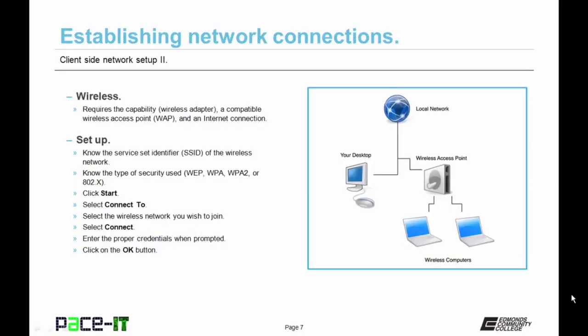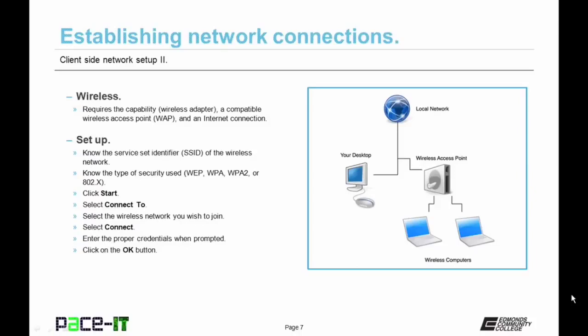Now let's discuss wireless network connections. Wireless networks require the capability, so you need to have a wireless adapter at the minimum for your PC, and a compatible wireless access point, a WAP. And if you really want to add functionality, you need an internet connection. So how do you set one up?